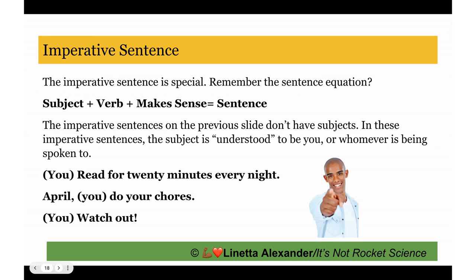The imperative sentence is special. Remember the sentence equation? Subject plus verb plus make sense equals a sentence. The imperative sentences on the previous slide don't have subjects. So it's a little tricky. In these imperative sentences, the subject is understood to be you or whomever is being spoken to. Read for 20 minutes every night. You read for 20 minutes every night. April, you do your chores. You watch out.